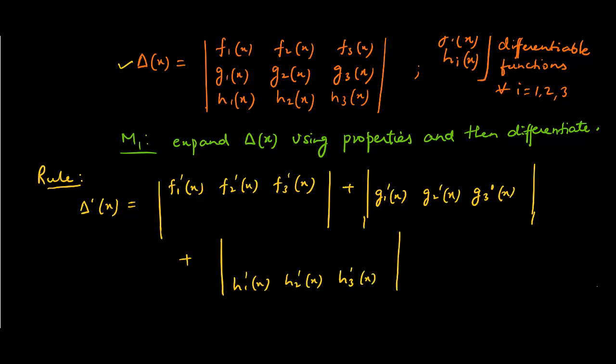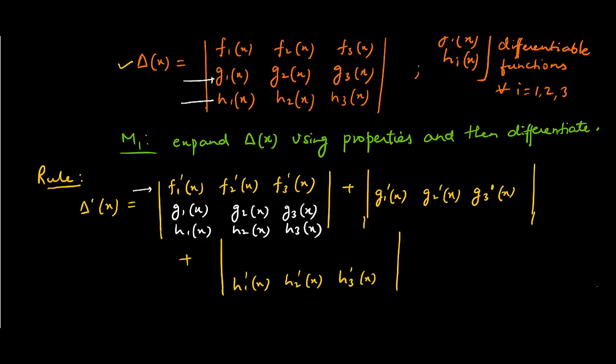All right, and now when you differentiate the first row of the determinant, do not change the elements of the second and third row. That means the second row and the third row will remain the same. So I am writing it here as they were: g1(x), g2(x), g3(x), h1(x), h2(x), h3(x). There is no change in these rows.